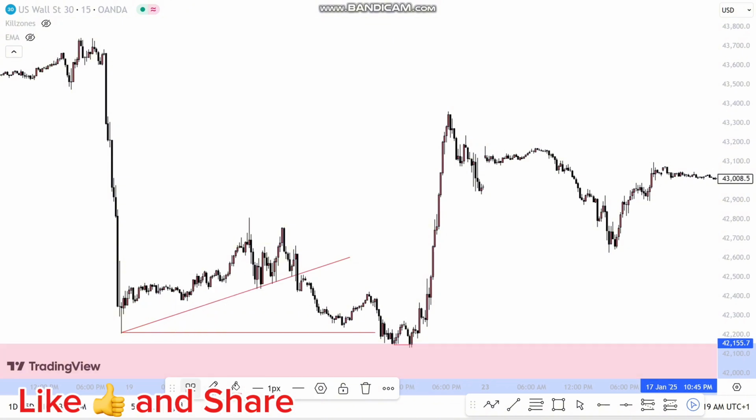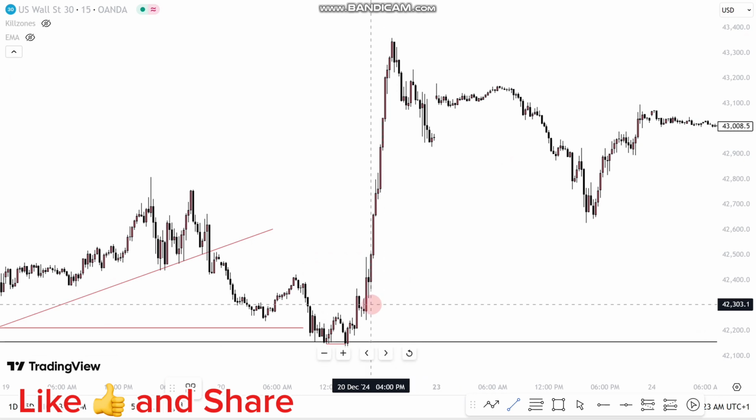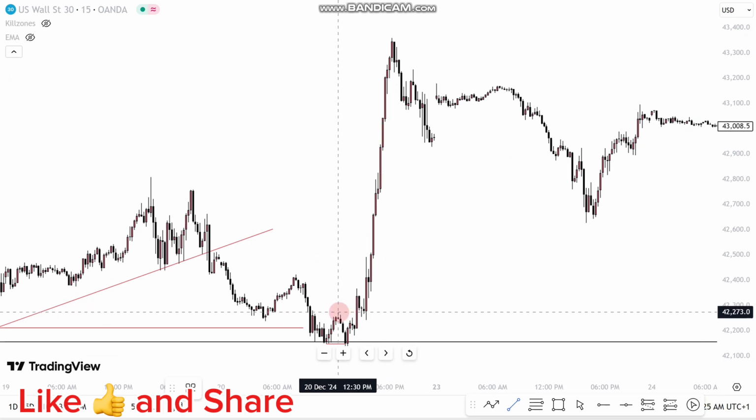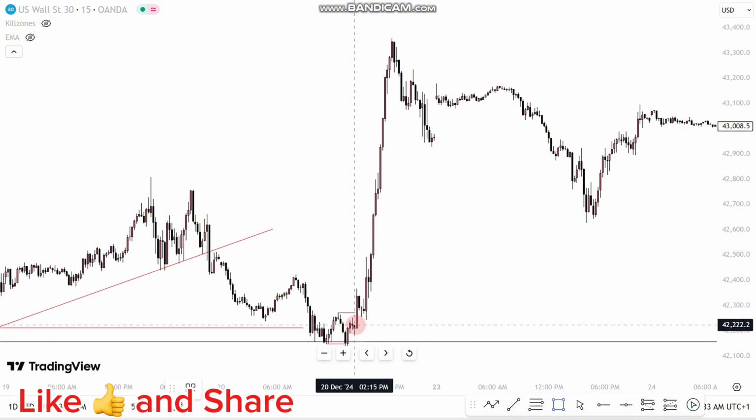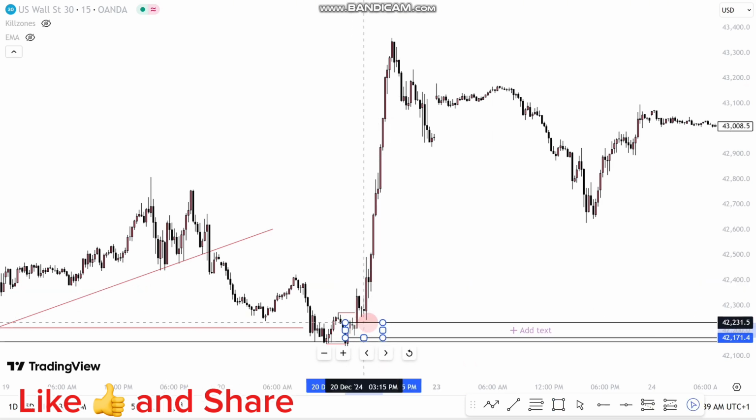So at this point, sorry, let me change this color. At this point, I was very interested in buying the market, and price broke structure to the upside, just like this. So from this demand, which is around here, I was very interested in taking this trade just from this demand.